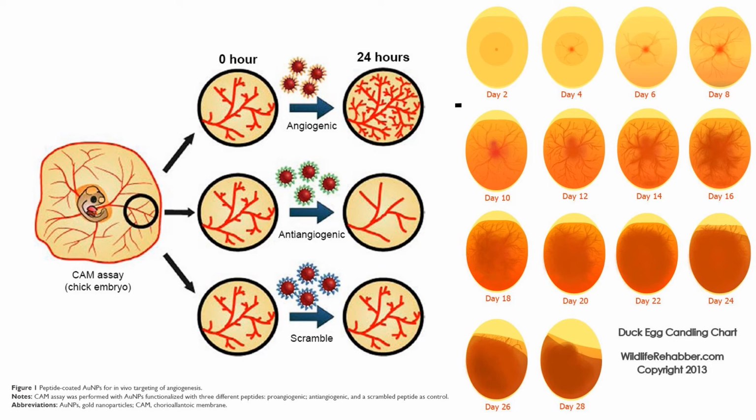Okay? So, this is an example of the CAM assay for a chick embryo. So, angiogenic, ganyan. From 0 hours, nagiging ganito siya. So, meron tayong mga tinatawag na researches which are anti-angiogenic. Ibig sabihin, you are testing the possibility of a certain substance to stop angiogenesis.